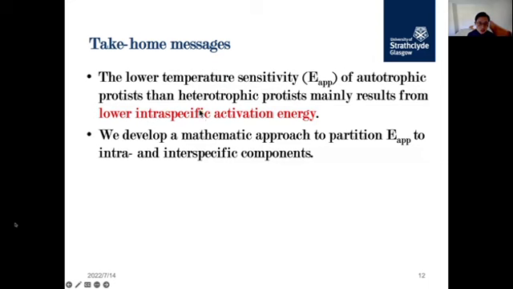And we developed a mathematical framework which can be used for many different cases of regression problems.